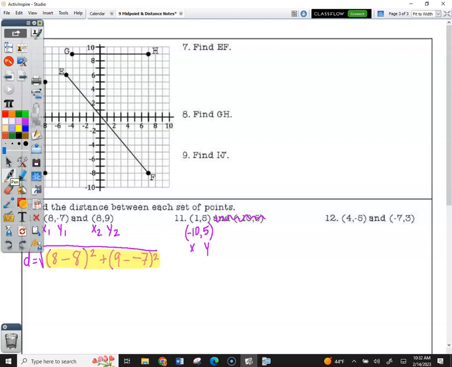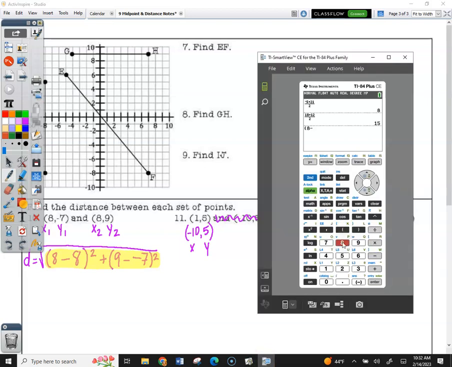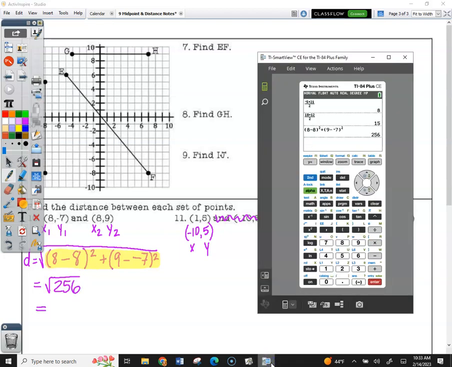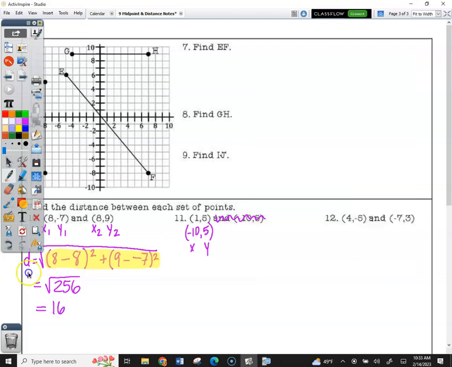So if I type just that in, so parentheses 8 minus 8, parentheses, this is the squared button right here, by the way. Squared. Plus parentheses 9, I'm going to type what I see. Minus -7. Close parentheses squared. So I want y'all to write, okay, so the distance is the square root of 256. And then I want you to actually find the square root of 256. The way you do that is you push the second button. It's the opposite of the square button. And then just type 256. And then that's the second answer. Now, if it had been a decimal, we would round it to the nearest, like, 10. So 16. Okay?